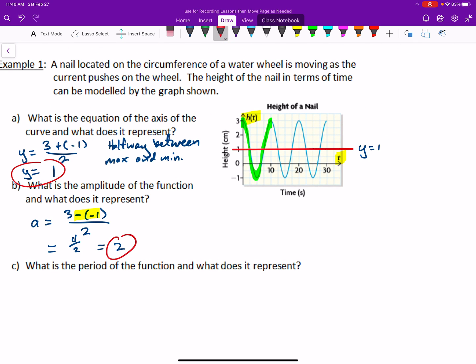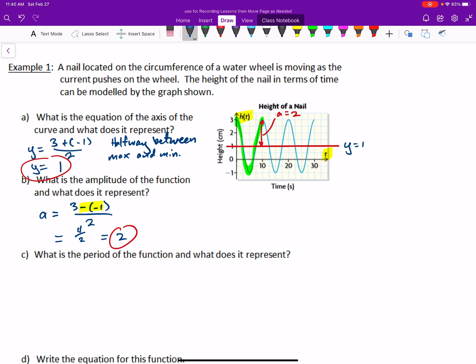I could see that on the graph, pick any maximum or minimum and just measure the distance between these two, and it's obvious that the amplitude is 2 from that as well. That represents, again, the distance. Sorry, I just had a thought, a different way to describe it in terms of this problem. It's a water wheel, so it's the distance from the axle of the wheel. All wheels have axles. To the outside of the curve.